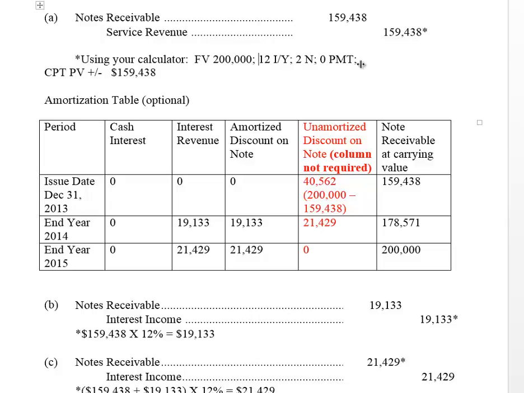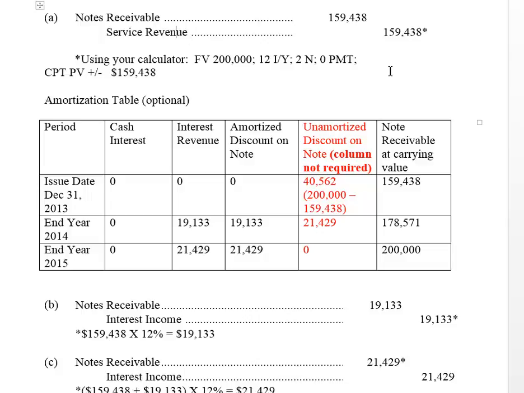And we also know that in the interim, from the date we make the note, which is December 31st, 2013, until the end of 2015, there's going to be no annual payments. The only payment that will take place is at the end of 2015 when Rank pays the note back. But in the interim, there are 0 or no payments. So if we do a compute PV, we're going to get a present value of $159,438. And we're going to set that up as the value of our note receivable.